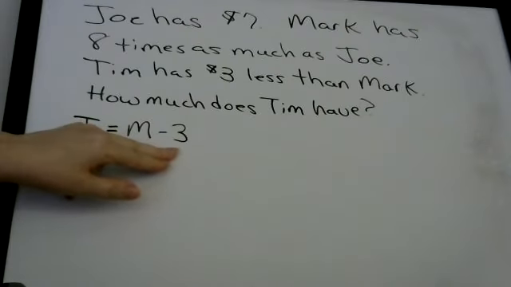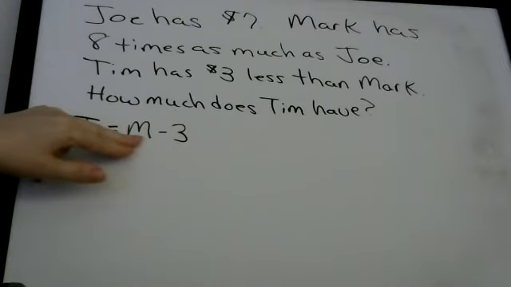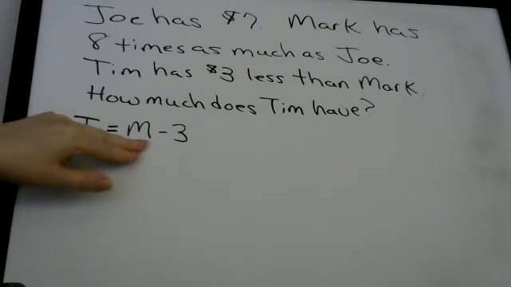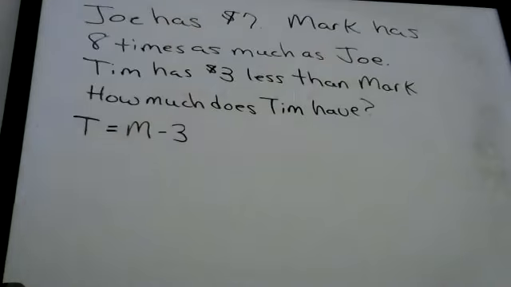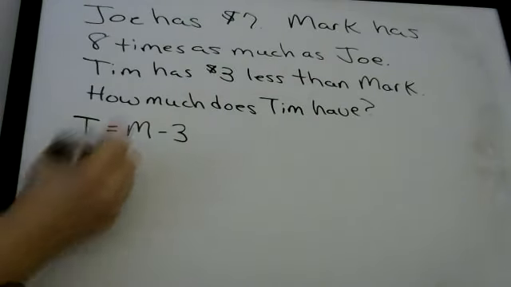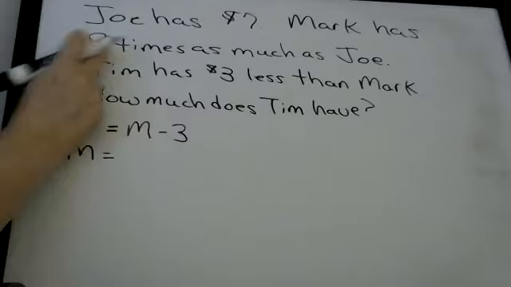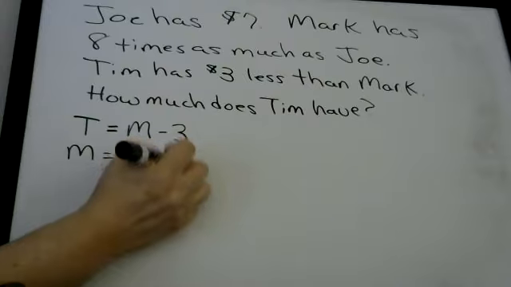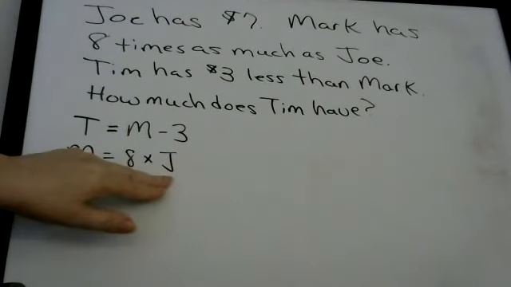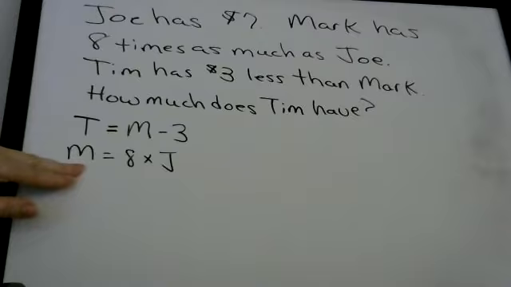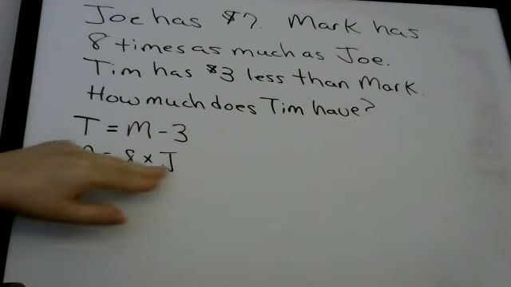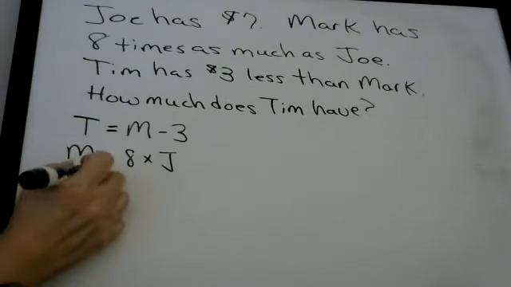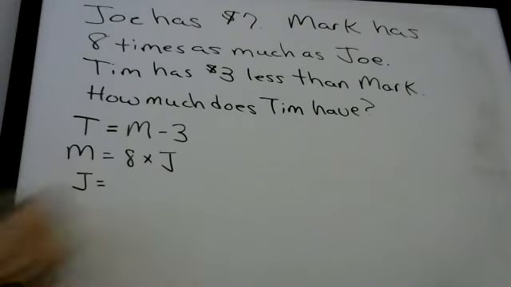But we don't know what Mark has yet, do we? So we need to solve for M, solve for Mark, before we can figure out what Tim has. So how much does Mark have? M for Mark equals 8 times as much as Joe. 8 times J for Joe. So whatever Joe has, multiply it by 8. That's what Mark has. Okay? So now we need to know, what does Joe have? J equals 7.